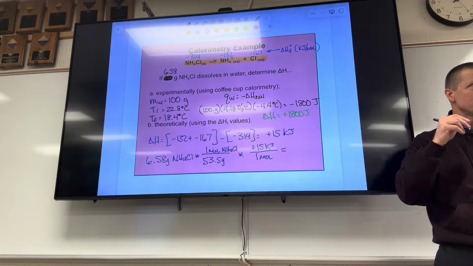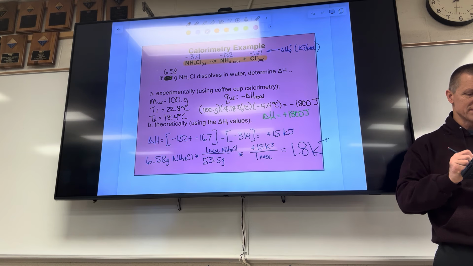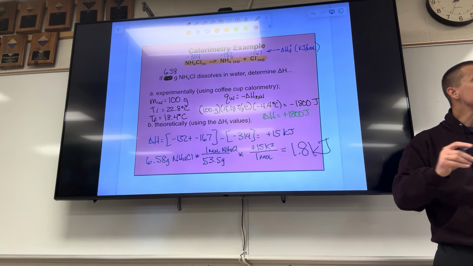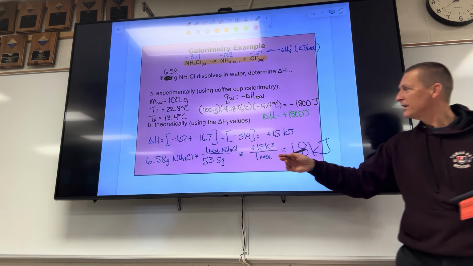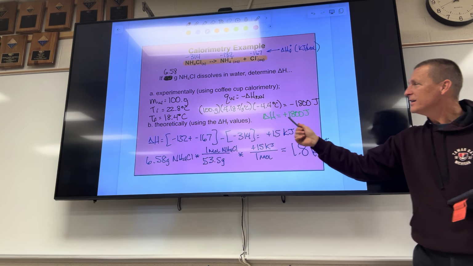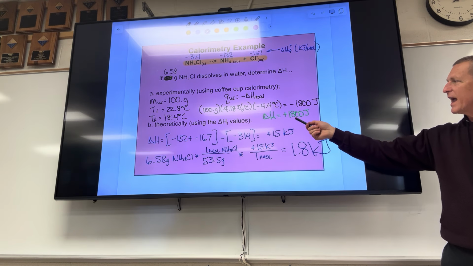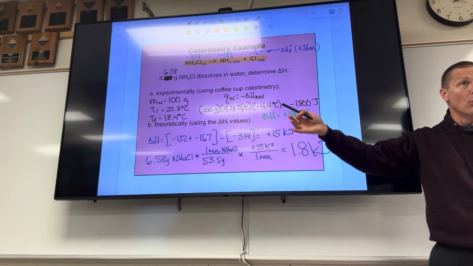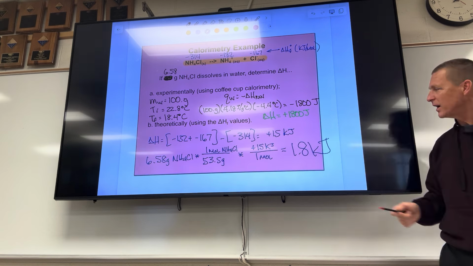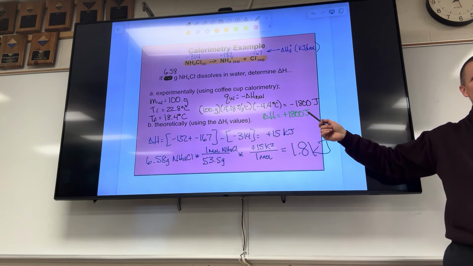Say it again. Everybody catch that? 1.8 kilojoules. This is where we drop the mic and walk off the stage. What just happened? Experimentally, you saw what I did. I measured everything, and you measured it with me. We had 1,800 joules for our delta H. Theoretically, using that, what I call the reliable resource for delta H values, we get the same exact thing, experimentally and theoretically. What does that tell us?